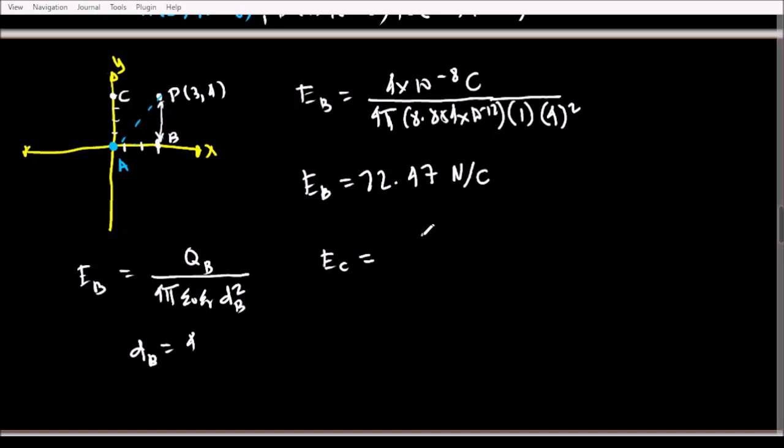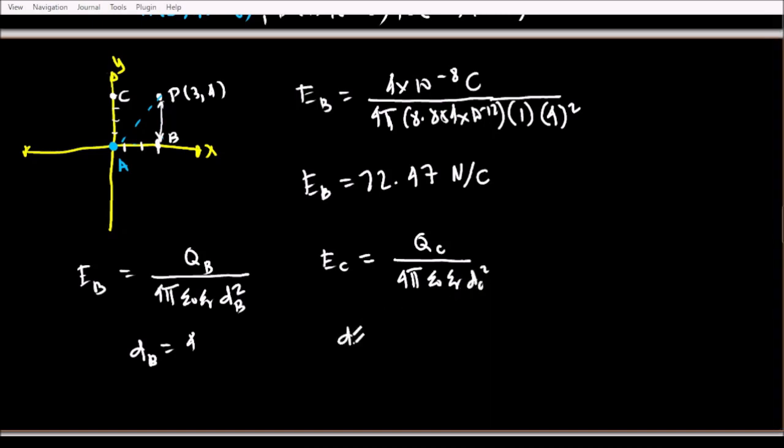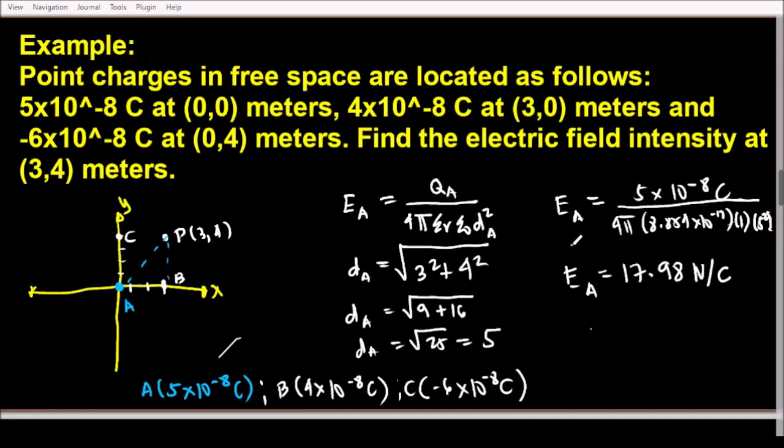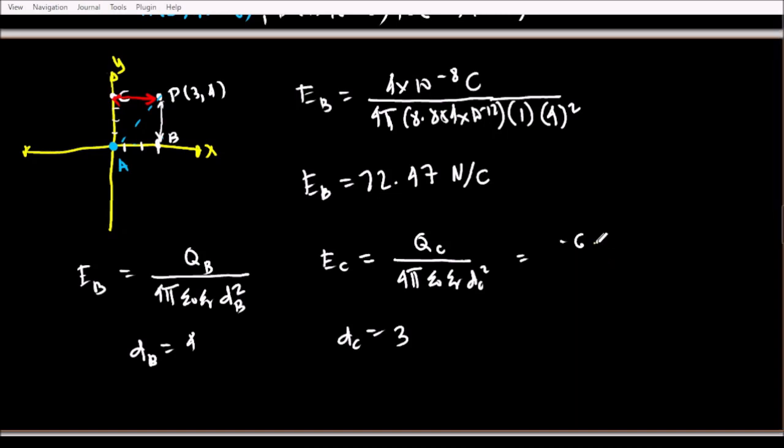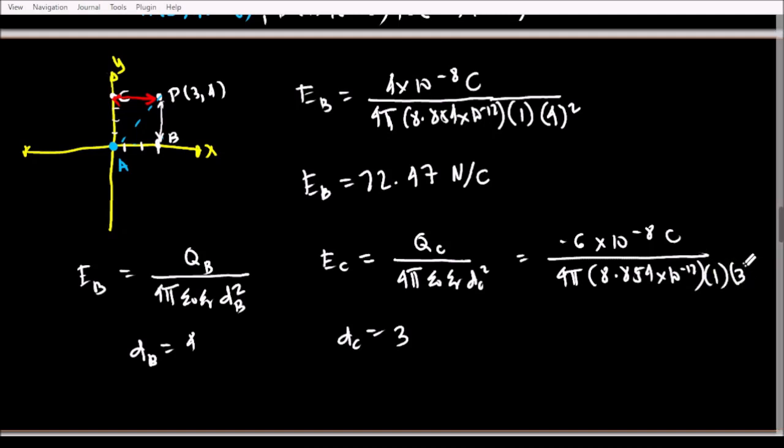Field intensity at point C. This is QC over 4 pi epsilon sub 0 epsilon sub r dC squared. So what is the value of the distance of point C to point P? So this distance is 3. Okay, so substituting, this is 3. So you have the value of charge C as negative 6 times 10 raised to the power of negative 8 coulomb over 4 pi times 8.854 times 10 raised to the power of negative 12 times 1 times 3 squared.